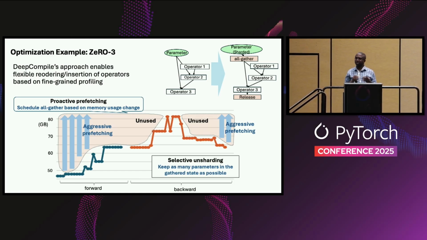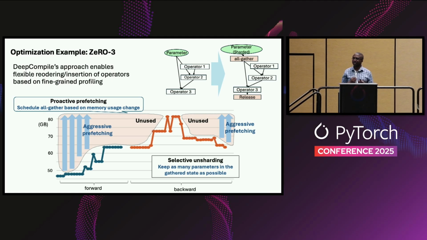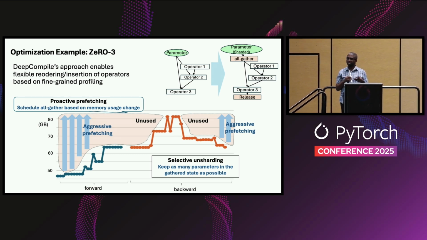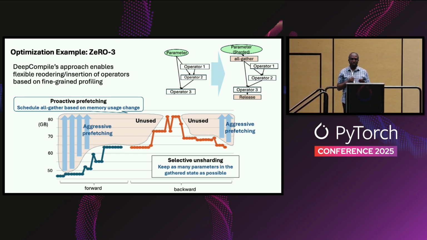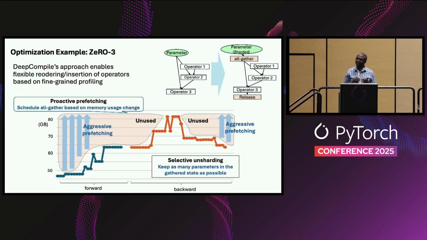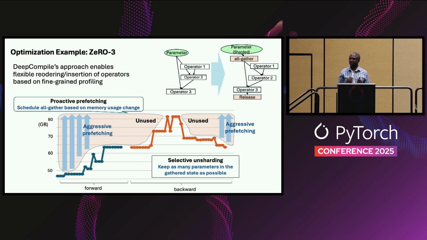So ZeRO stage 3 is a very popular parallelism technique. And with DeepCompile, we're able to automatically take your model and apply ZeRO 3 to it as a compiler pass. But more interestingly, what I'm showing here is that we are also able to do things like prefetch much more smartly.